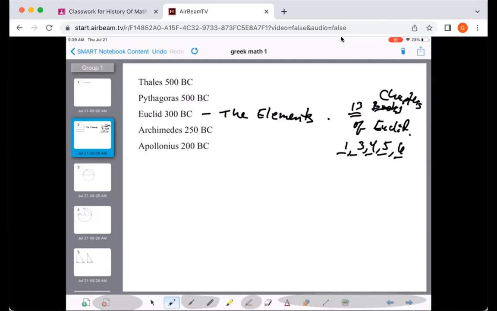Hey, Professor, is it fair to say most of what students would learn in a high school geometry class was actually put together in ancient Greece? Did they really set the bar for the content?